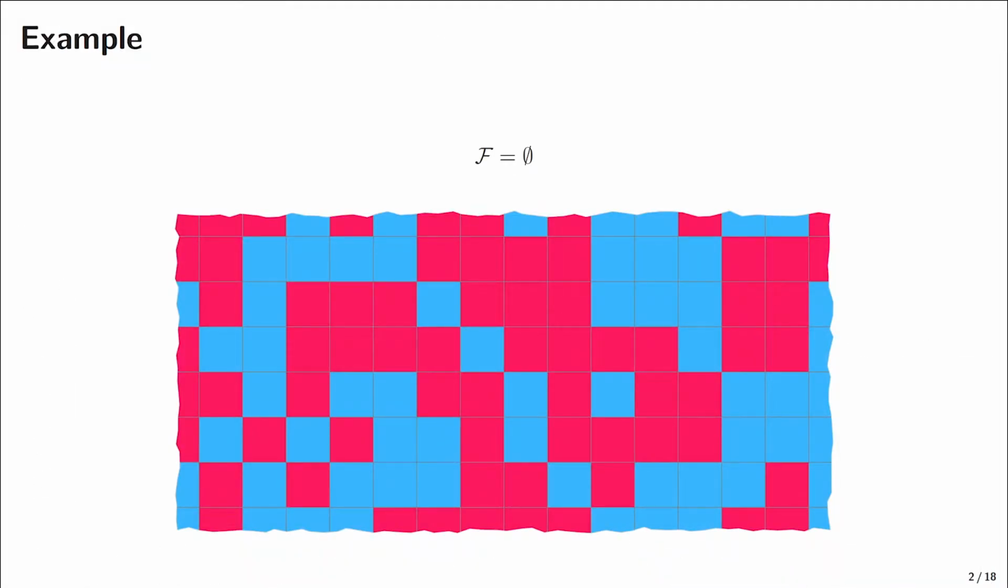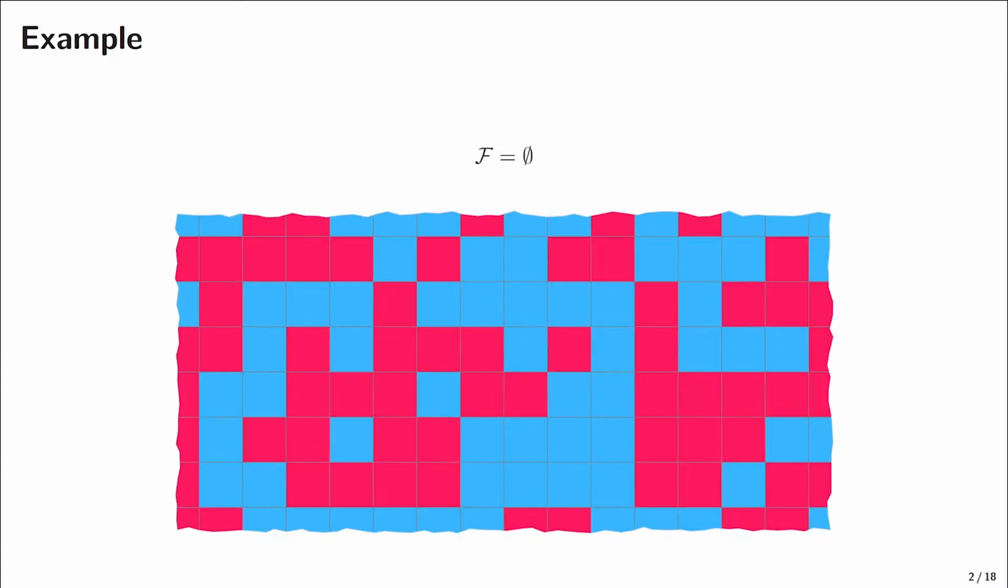Let's take an example. Take two colors, red and blue, and an empty family of forbidden patterns. Then every coloring of the plane is allowed, and in fact an empty family of forbidden patterns defines a subshift composed of all the colorings of the plane. So you can have this coloring, you can also have this one, etc.